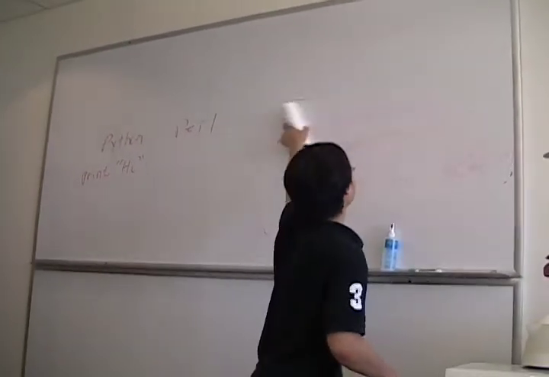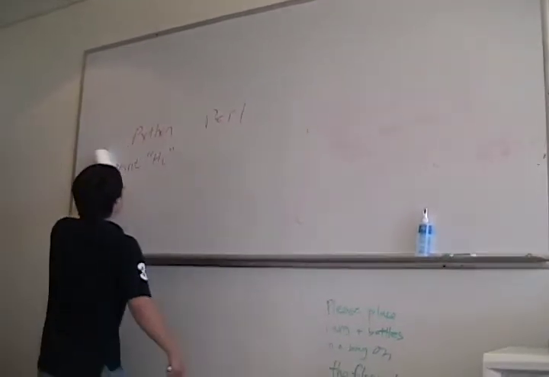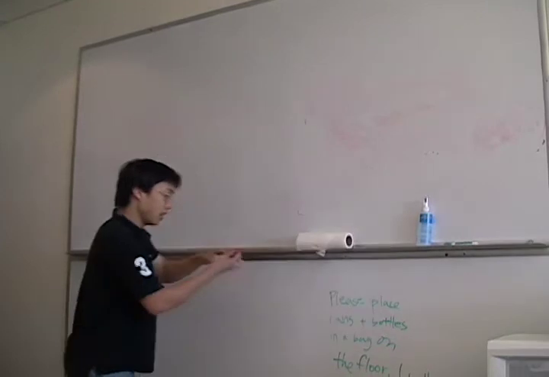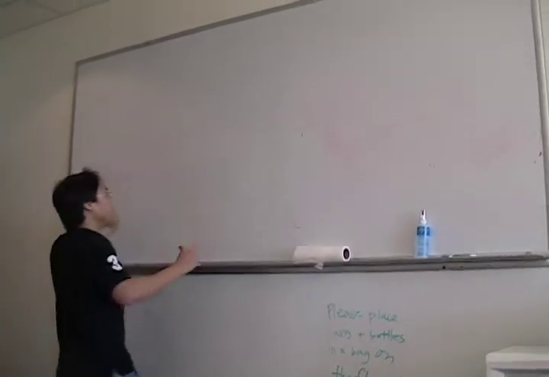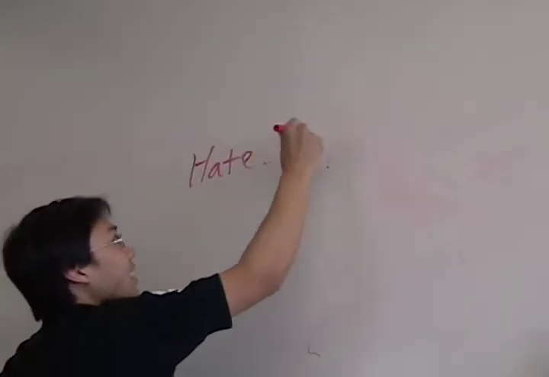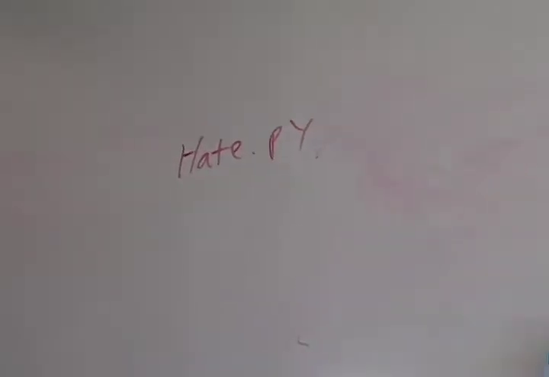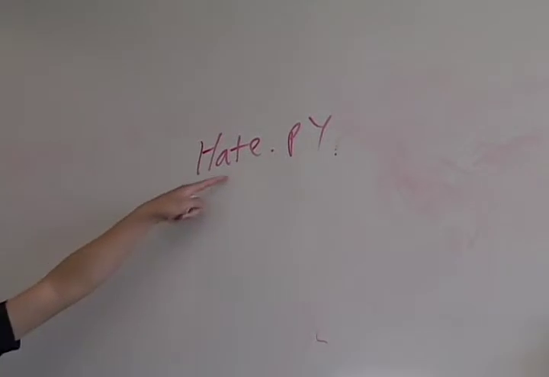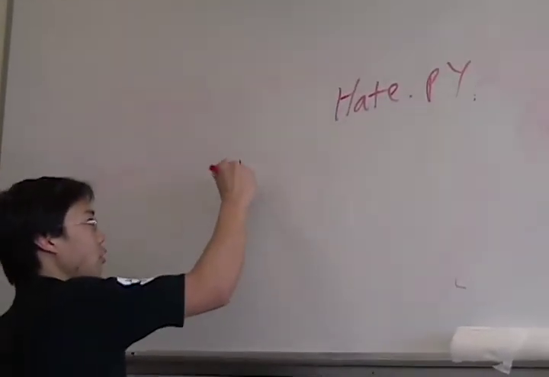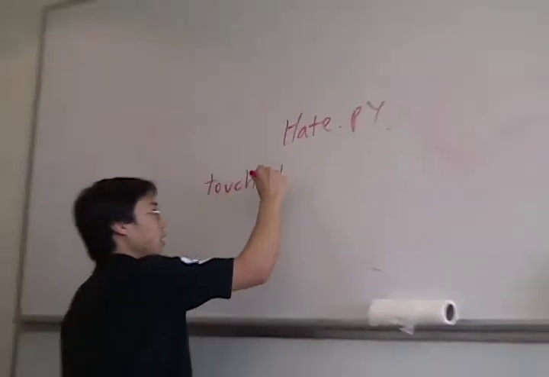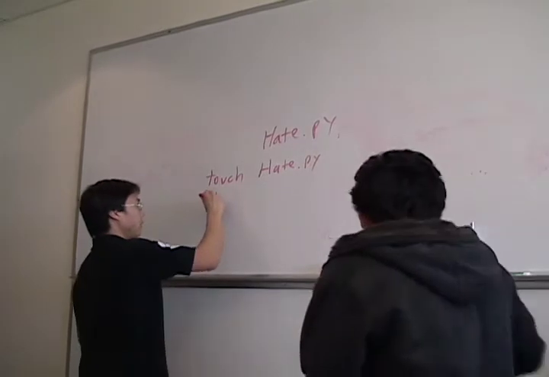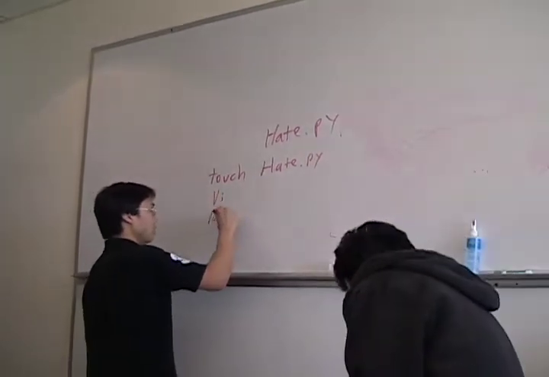Alright, so here's how you make a simple Python script. Let's create a Python script called, I don't know, hate.python. The first thing you need to do is make this executable. All you have to do is make an empty script. You just do touch hate.python, or vi or nano. Nano works the same thing.